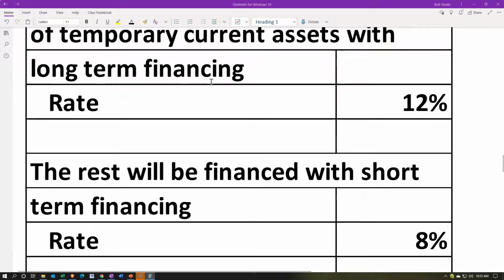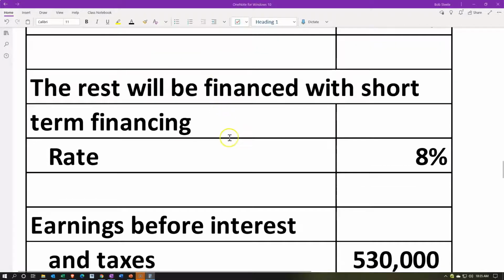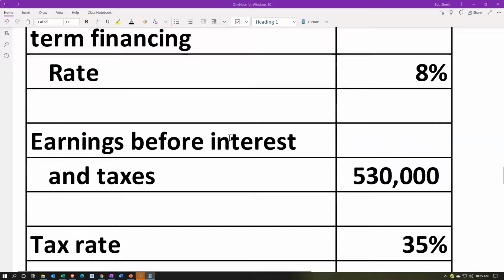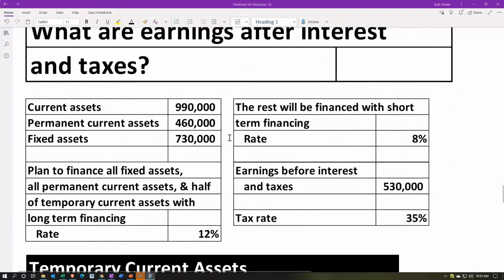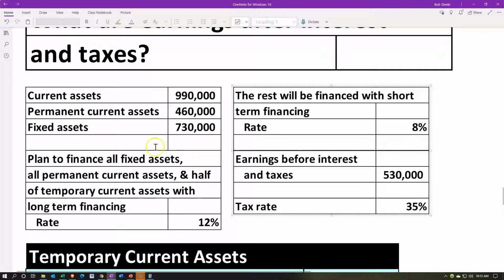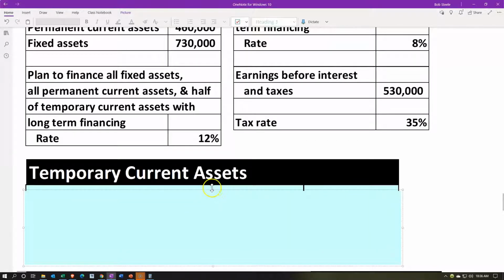The rest will be financed by the short-term financing, as we saw before. 8% is going to be the rate there. Earnings before interest and taxes, the 530,000. Tax rate, the 35%. Here's another breakout of that information. Again, the thing that really changed is just this item here telling us how much we're going to be breaking out between short-term and long-term financing.